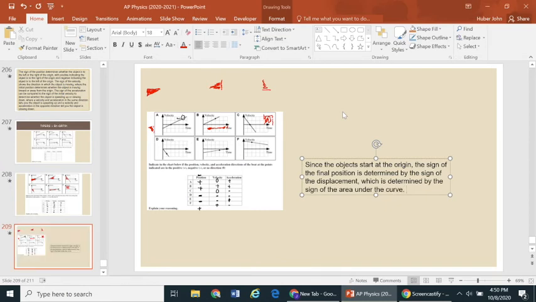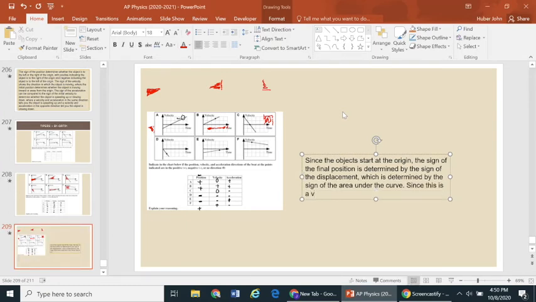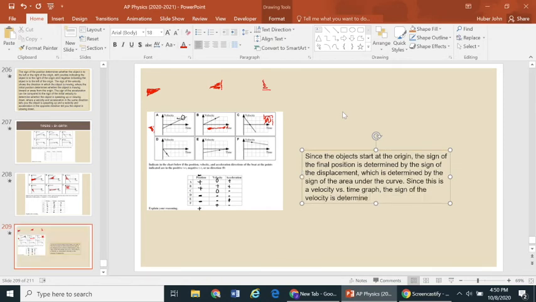And you could just write AUC for that if you want. How do we figure out the sign of the velocity? Well, since this is a velocity versus time graph, the sign of the velocity is determined by the y-axis.